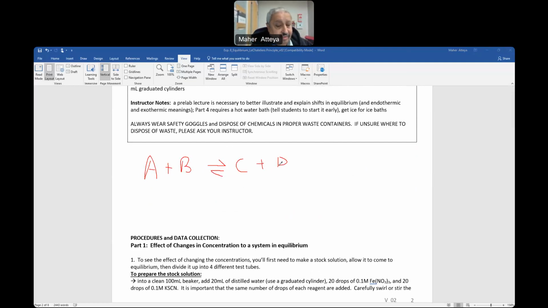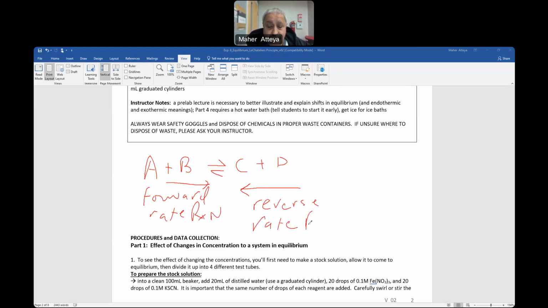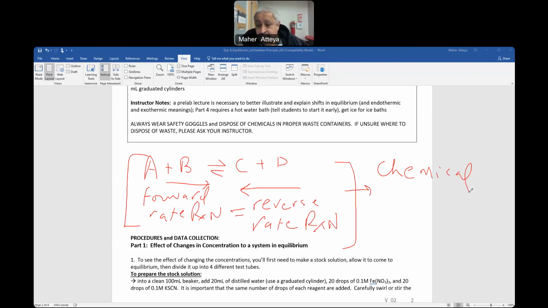We said this is the forward rate of reaction this way, and the other way is the reverse rate of reaction. If they are equal, then we speak about chemical equilibrium.